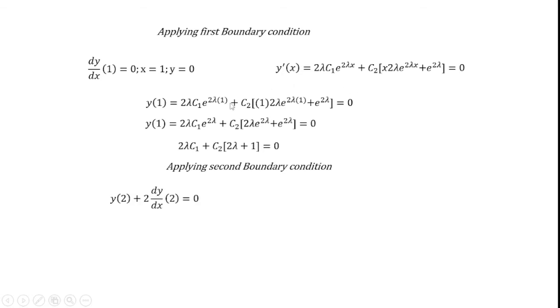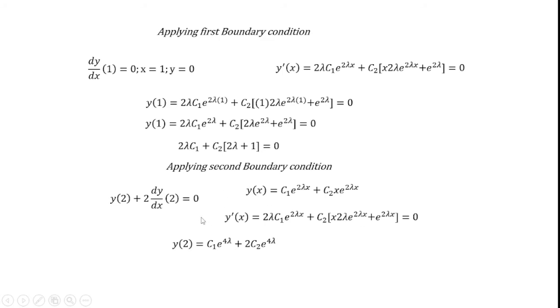After that, the second boundary condition is y of 2 plus 2 into dy by dx of 2 is equal to 0, which is the second boundary condition available in our problem. So I can substitute this boundary condition into the complementary function and y dash of x, which is 2 lambda c1 into e power 2 lambda x plus c2 into x into 2 lambda into e power 2 lambda x plus e power 2 lambda x is equal to 0. From this I can substitute. Here two terms are available. One is y of 2, another one is 2 into dy by dx of 2.